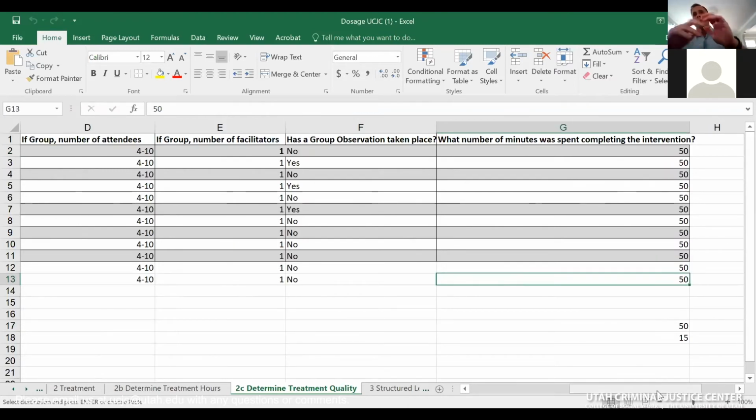And then lastly, the number of minutes that was spent completing the intervention. I think this gets back to what Christian was talking about in the last session, which is what counts. So this field was specifically designed to get at the number of minutes actually spent completing the intervention. If this was an hour-long intervention, 60 minutes, they're only capturing 50 minutes of that as delivering the intervention, because 10 minutes are dedicated to hello, general notes, housekeeping rules, and so forth.